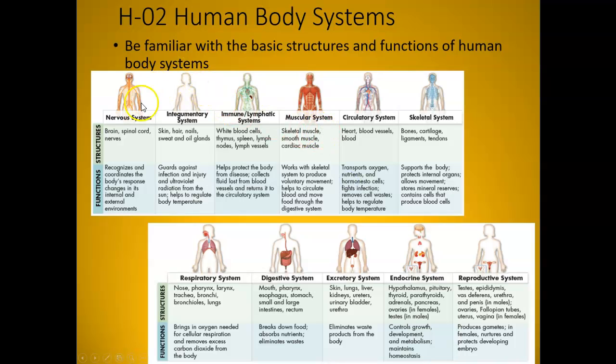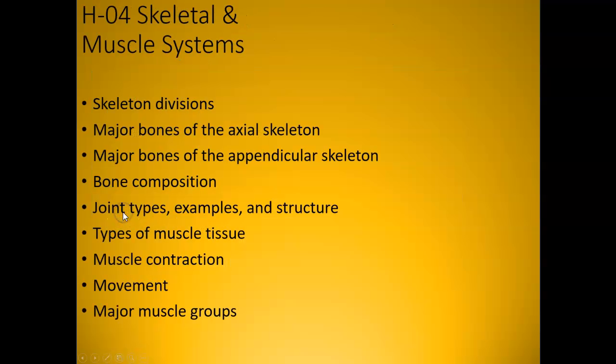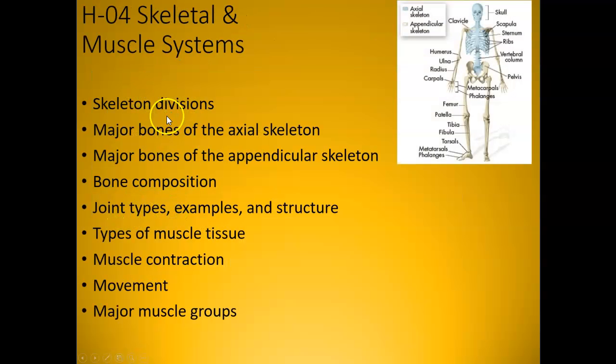All right, so one thing that is worth noting is body systems in humans, so structures and functions. So we do have nervous system, integumentary system, immune and lymphatic system, muscular system, circulatory system, skeletal system, respiratory system, digestive system, excretory system, endocrine system, and reproductive system. Right, so you've got all these structures you should be familiar with and the major functions that go along with each one.